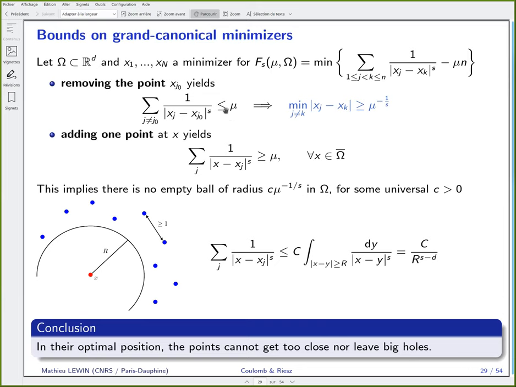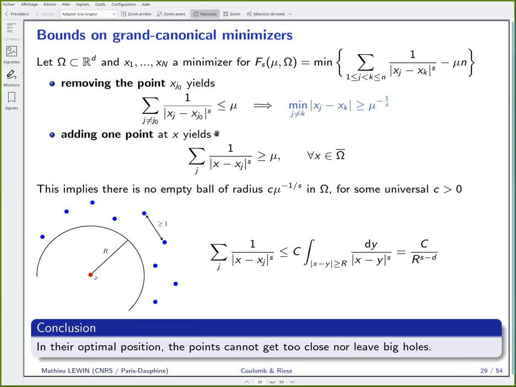From this, you deduce immediately that the points cannot be too close to each other. In fact, you deduce that the minimal distance between the points has to be at least mu to the minus one over s. So the points cannot be too close for a minimizer, for a grand canonical minimizer. And we know the distance, it's mu to the minus one over s. So immediately we get some minimal distance between the points by looking at what is happening if we remove one point. But then we use the fact that this thing must go up if we remove one.